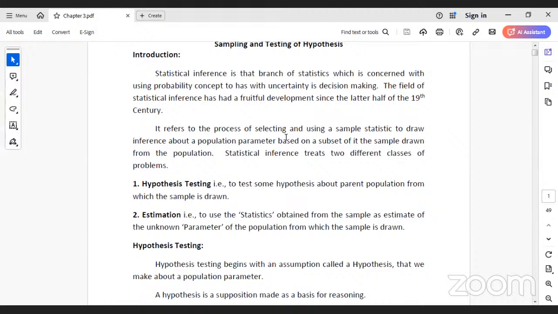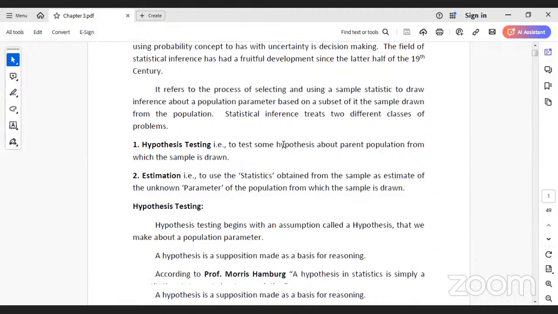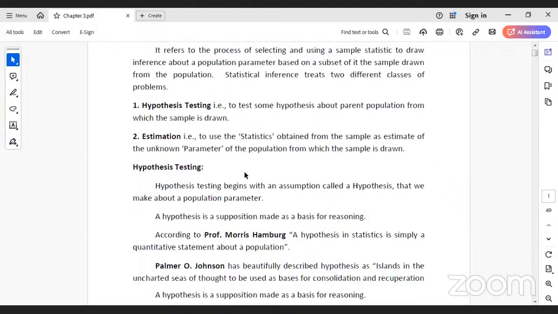Statistical inference treats two different classes of problems, that is, hypothesis testing and estimation. Hypothesis testing tests some hypothesis about the parent population from which the sample is drawn. Estimation is used in statistics to obtain from the sample an estimate of the unknown parameter of the population from which it is drawn. In estimation, the unknown population parameter will be known.